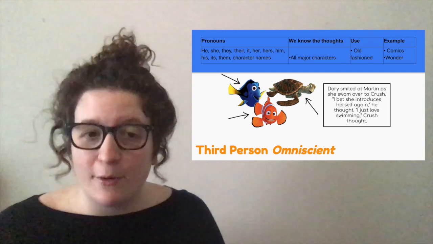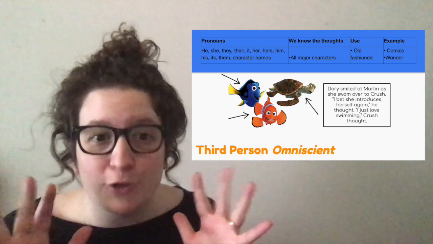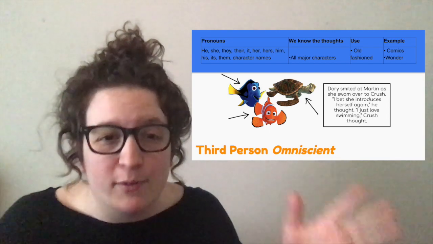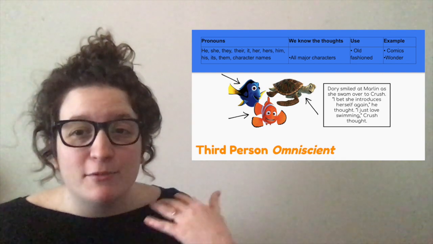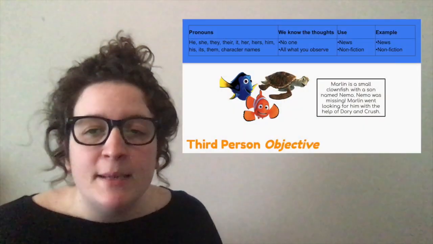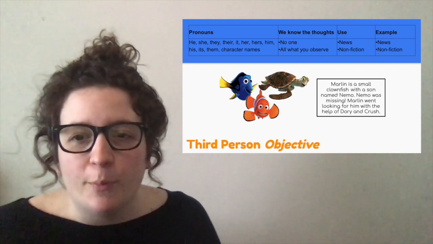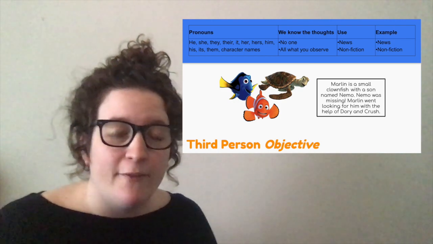Omniscient is also a word that is sometimes used to describe psychics, for example, or people who can see the future. It's because they are all knowing, kind of like if you can read everyone's thoughts in a story. All right. I also realized that I forgot to read the example for third person objective. So let's go back to that. And it says, Marlin is a small clownfish with a son named Nemo. Nemo was missing. Marlin went looking for him, and with the help of Dory and Crush. So we just have observations of their actions. We don't have anybody's thoughts, okay?